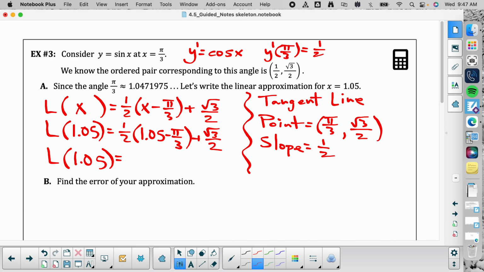I have no idea what that is. Did somebody type that in yet? 0.867. Is there more numbers? 8674266. Now, the only reason I asked this is because the next question is to find the error. Or actually, I was going to find percent error.